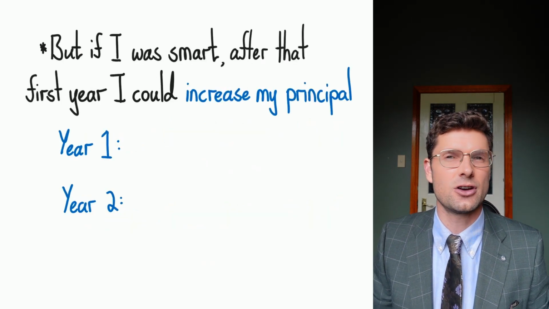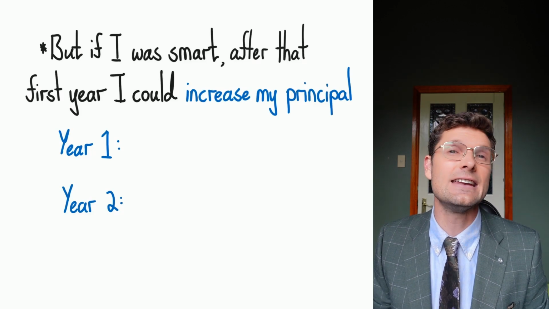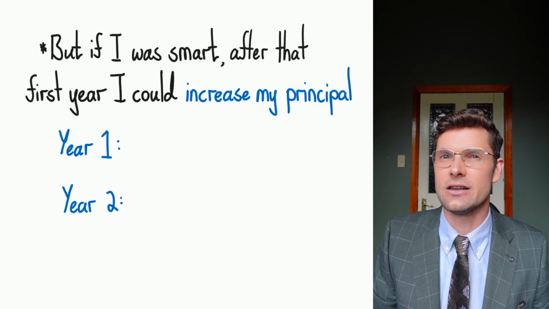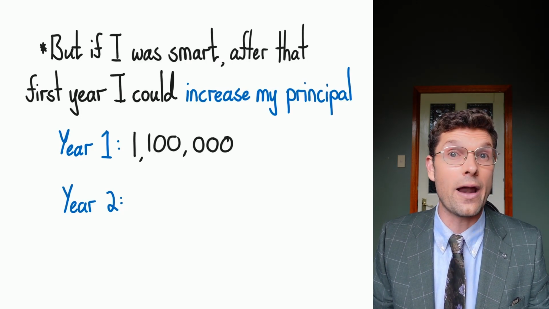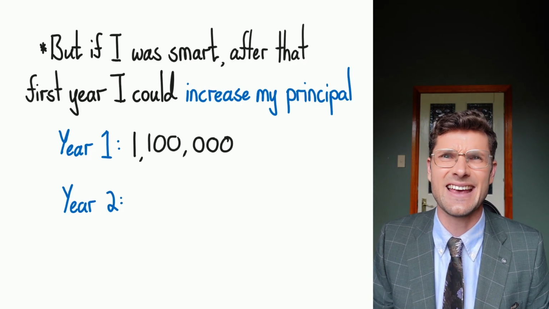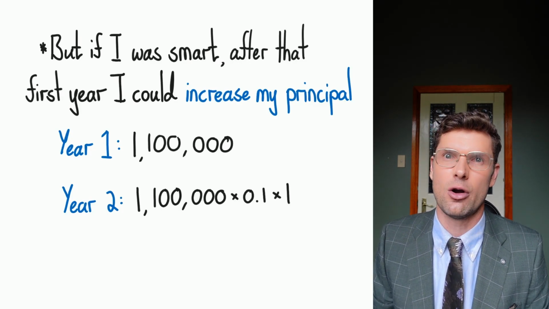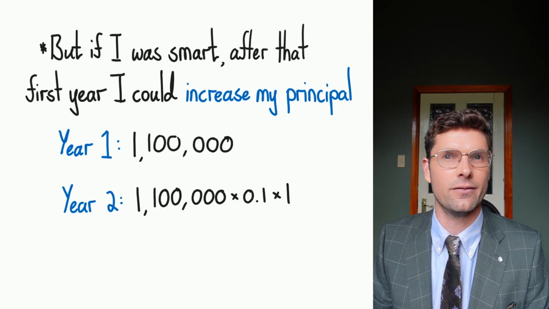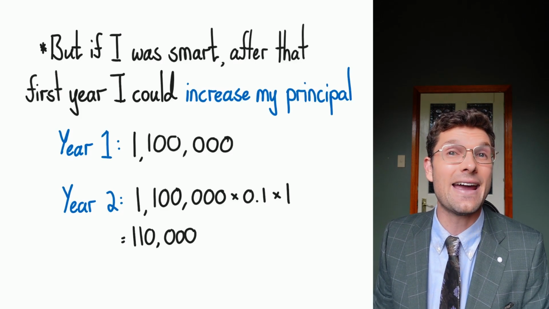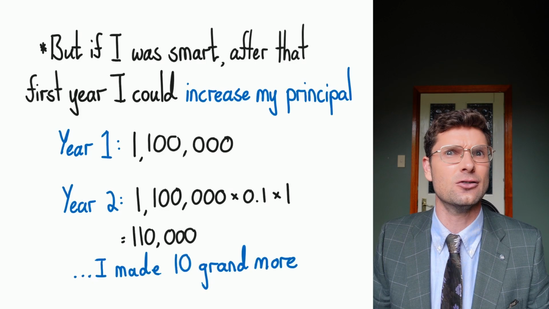But if I was really on top of things, I might take out that first 100 grand that I made to increase the principal for the next year. Because I don't have just $1 million after year one, I've got $1.1 million, the principal would then change. So for my second year, instead of doing 1 million, I'm doing 1.1 million multiplied by 0.1 multiplied by 1. In this example, I'm making 110 grand, which is 10 grand more than I made in the first example. So this is a way easier way to make a lot of money quickly.